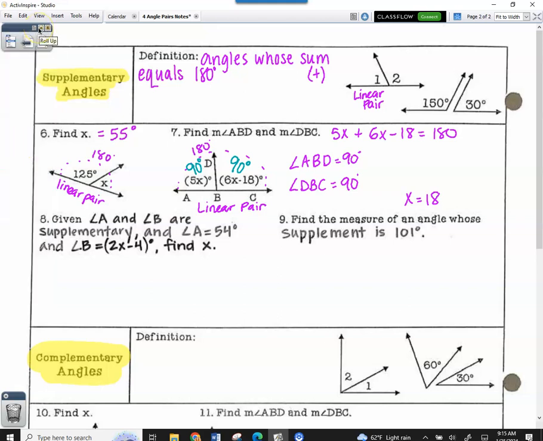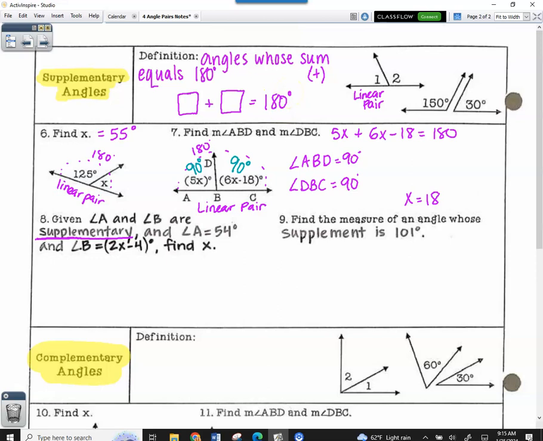All right. The next two have no pictures and have words. This is where geometry is challenging. You've got to know what the word means because the word is going to tell you how to set it up. This says given angle A and angle B are supplementary, that's a vocab word, and angle A is 54, and angle B is 2x minus 4, find x. You need to know what supplementary means. It means they add to equal 180. You can put box plus box equals 180.